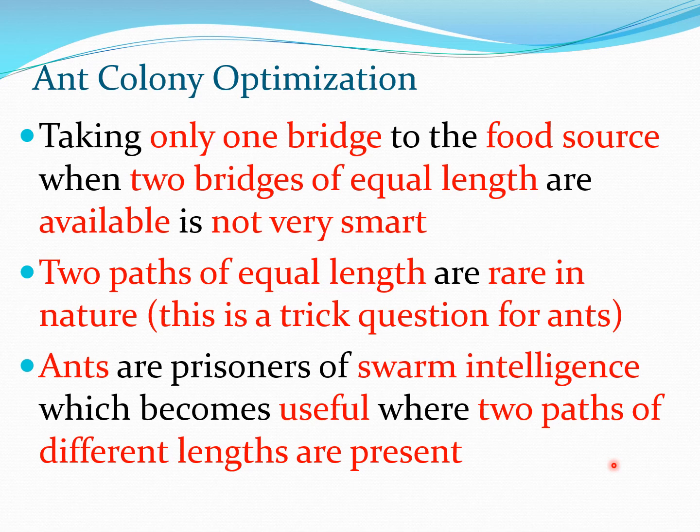Ants are also prisoners of the swarm intelligence approach of thinking, which is by putting down the pheromones on the path they travel and then using these pheromones to determine which path to take. Now this really becomes useful when two paths of different length are present, which we are going to discuss next.